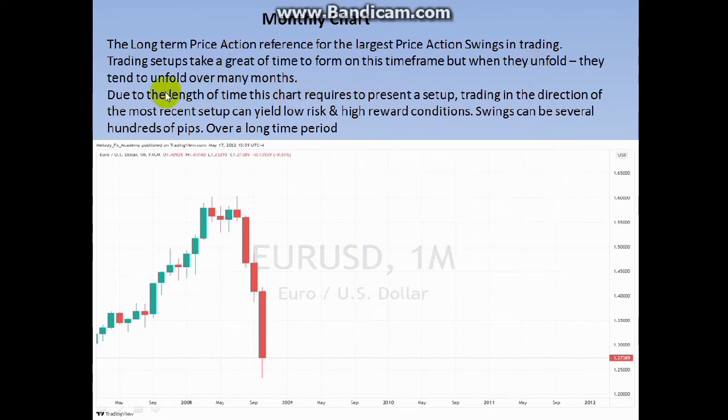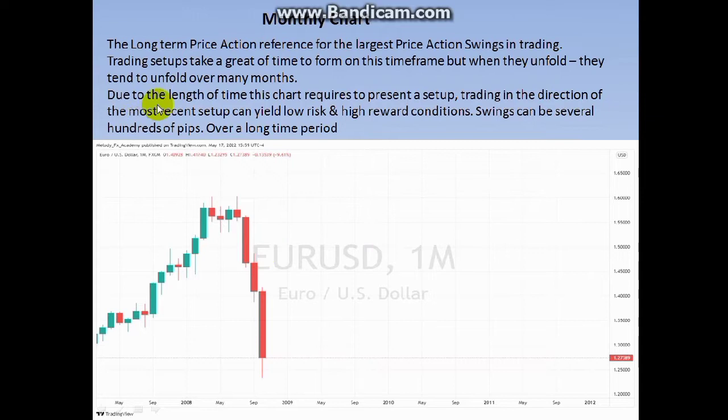I want you to take a note of this, underline this word right here, okay. They tend to unfold over many months, okay. In other words, if you are able to get a single setup from the monthly time frame, that one setup is going to take a number of months to unfold, okay. Thereby offering you a long, maybe probably a short range of time to trade in a certain direction, okay. And I'm going to get to that any moment from now.